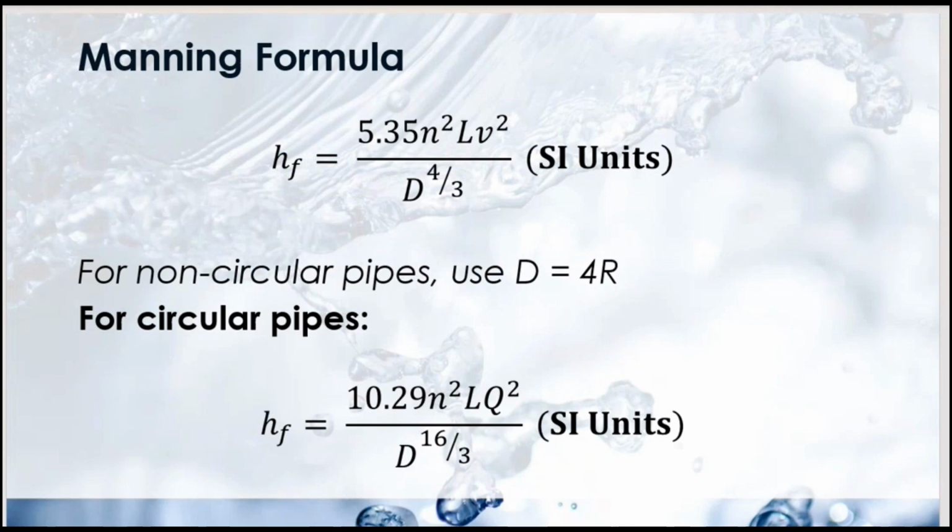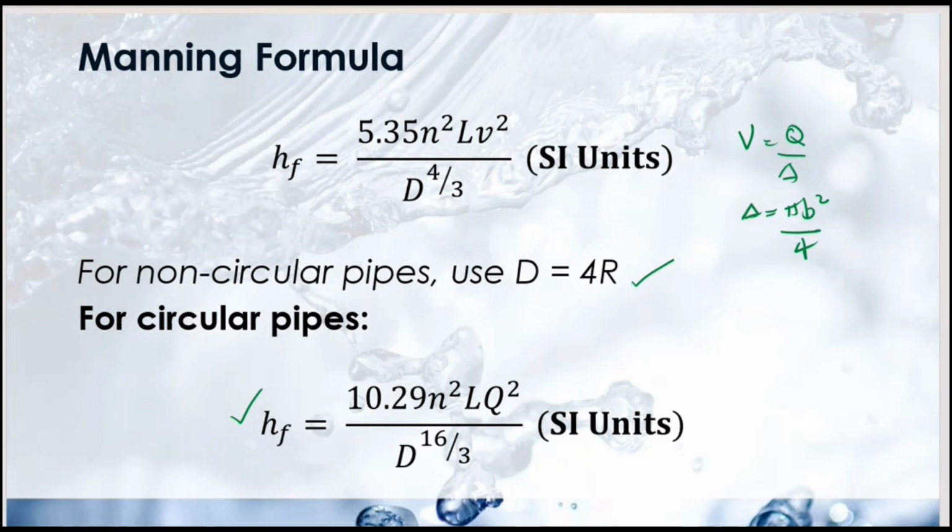Now, if we're going to compute directly for the head loss, we have 5.35 N squared L multiplied by the velocity squared over D raised to 4/3. For non-circular pipes, use D is equal to 4R. For circular, we know that V is equal to Q over A and A is equal to pi D squared over 4. Now, we could have this formula for the head loss. Therefore, we could compute the slope, given the formula of head loss, either one of those two, assuming that it is in SI. If it is not in SI unit, convert it first to SI unit, and the length of the pipe.